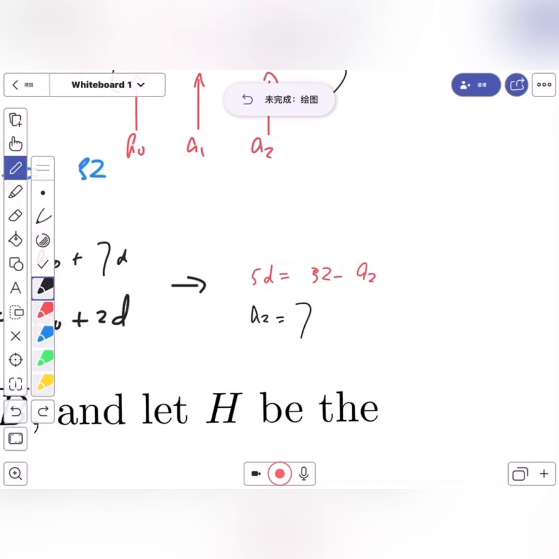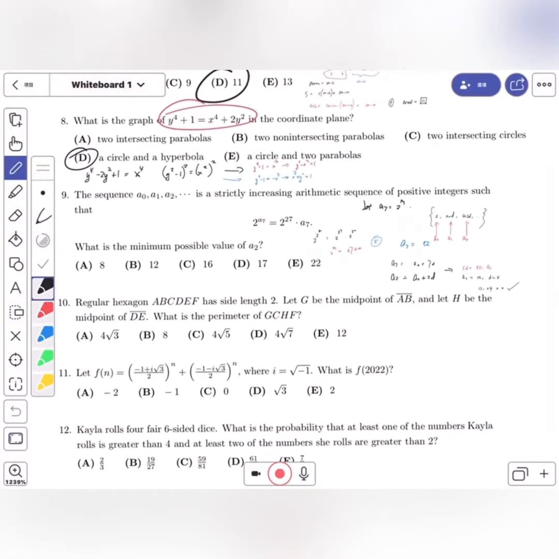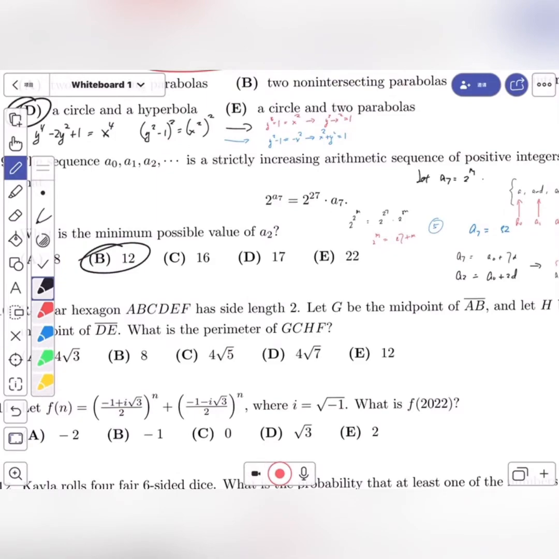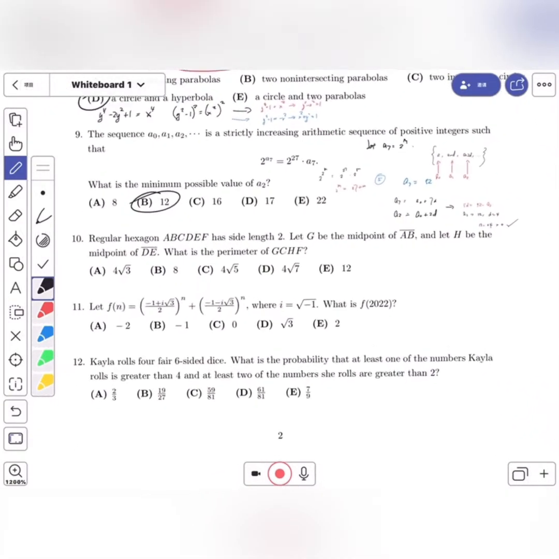Now what about a sub 2 is actually equal to 12? Then d is equal to 4, and 12 minus 2 times 4 is actually greater than 0, so this works. So therefore, this tells us that the minimum value of a sub 2 is just 12. Now let's go on to number 10.